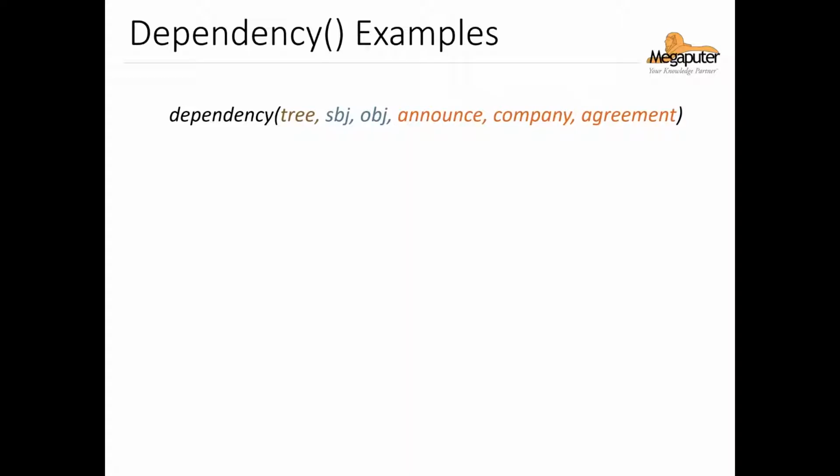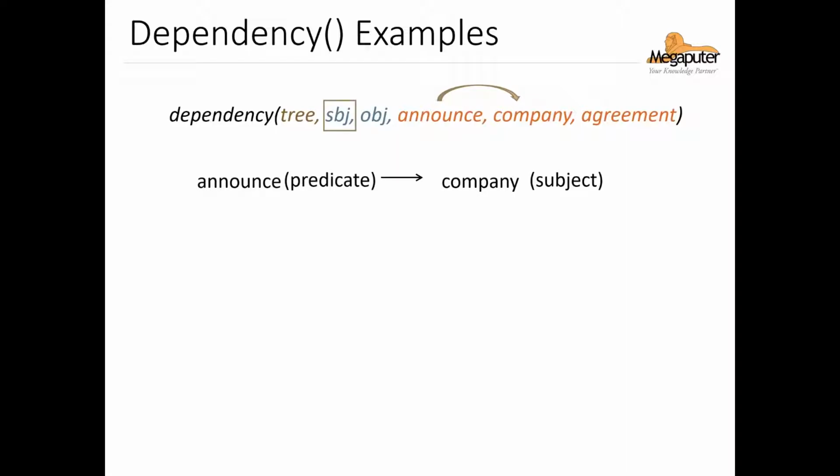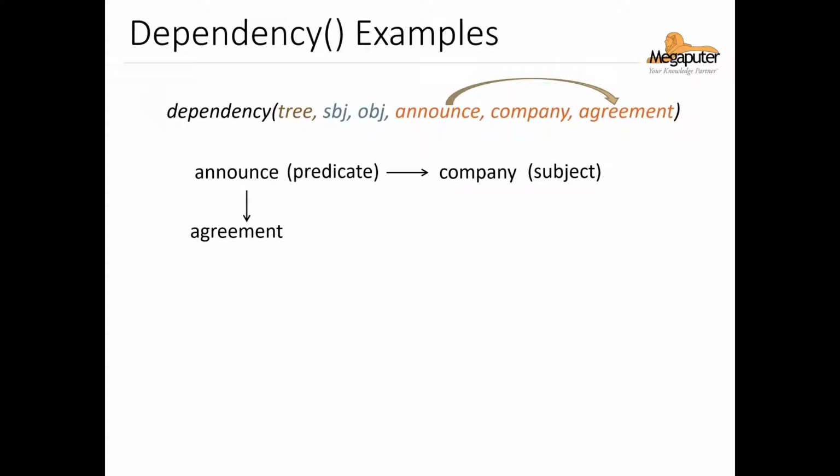So let's take a look at this tree modifier. Dependency tree, subject, object, announce, company, agreement. So what's going on here? Well, I need to go from announce to company, and that's defined as this predicate to subject relationship by that first argument there we have in the box. And then I also need to have a relationship from announce to agreement because of the tree structure. And that is going to be defined by the predicate to object relationship.